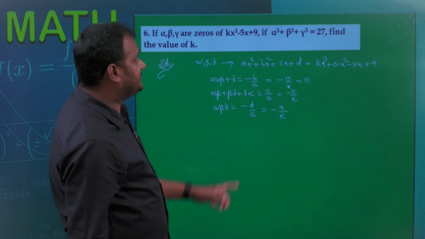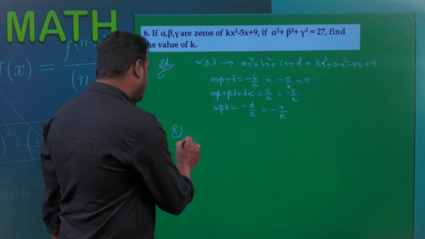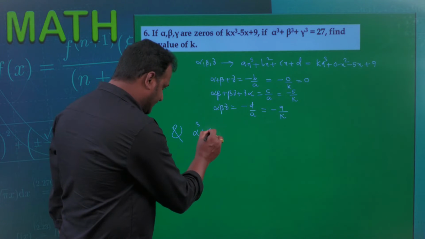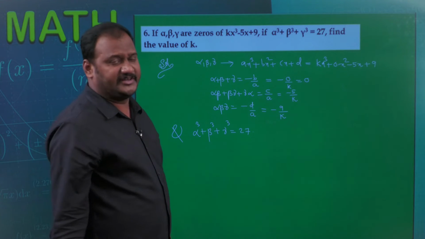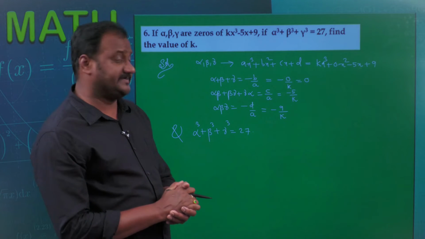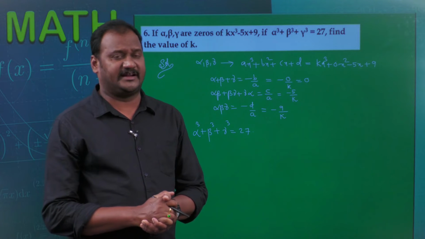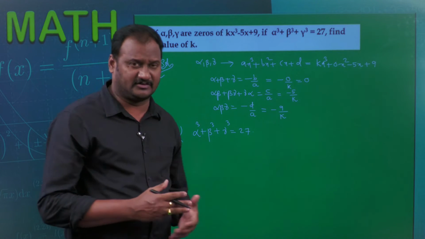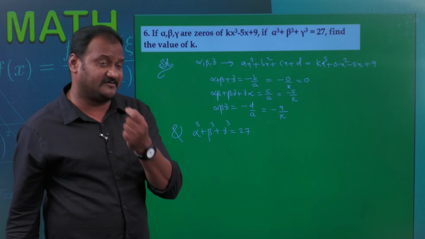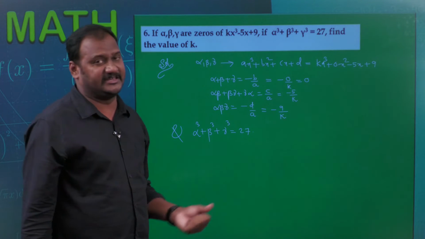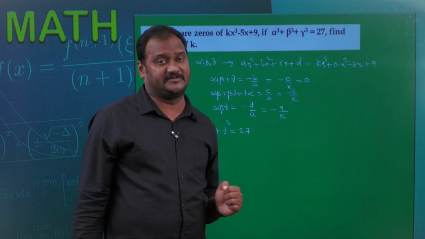Right? And one more information is given, that alpha cube plus beta cube plus gamma cube is equal to 27. Here you need to think a while about alpha cube plus beta cube plus gamma cube. How do we get it? Is it really required to find out the values of alpha, beta, gamma and then substitute back? No, not at all. But if you observe this, it is in a special form. What is that special form? A cube plus b cube plus c cube. Is there any formula for a cube plus b cube plus c cube? Yes, there is a formula for a cube plus b cube plus c cube.